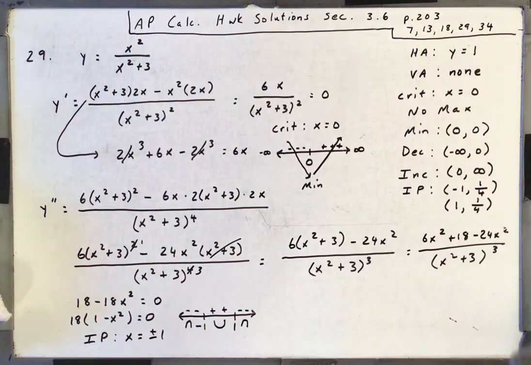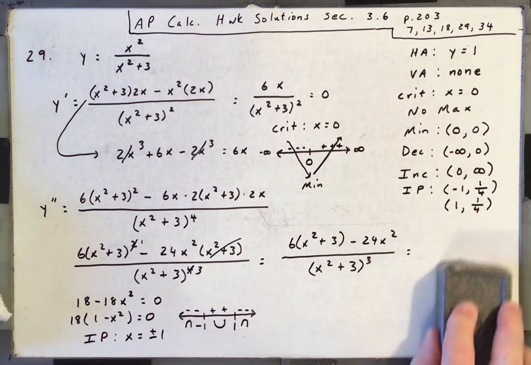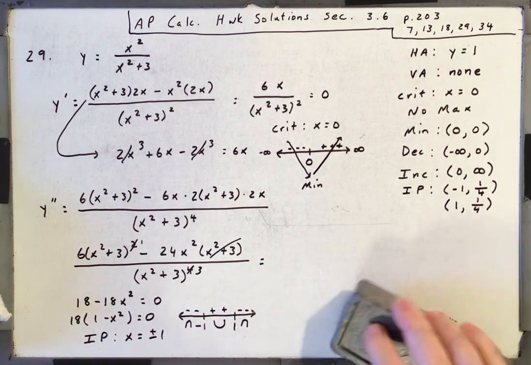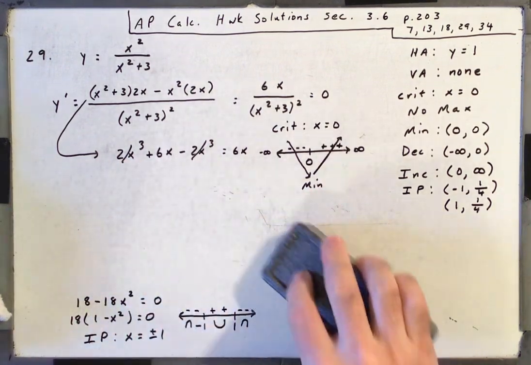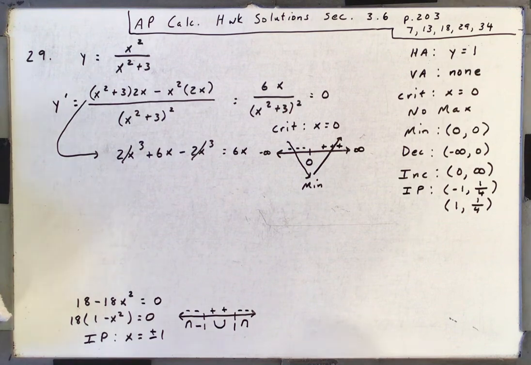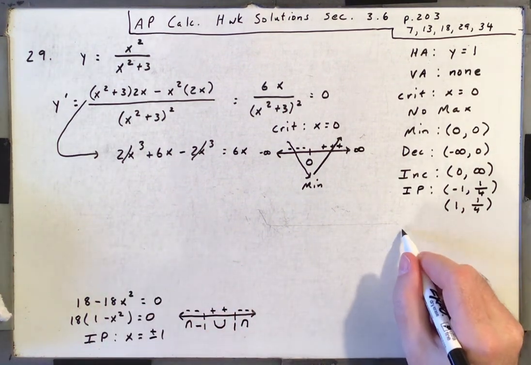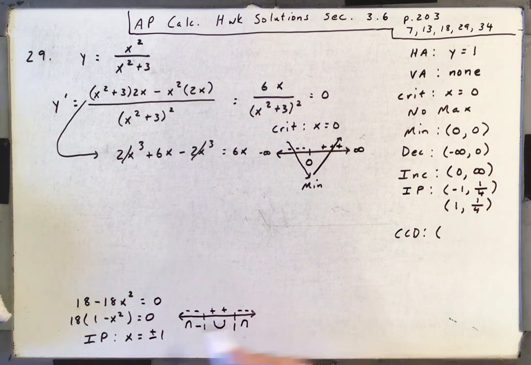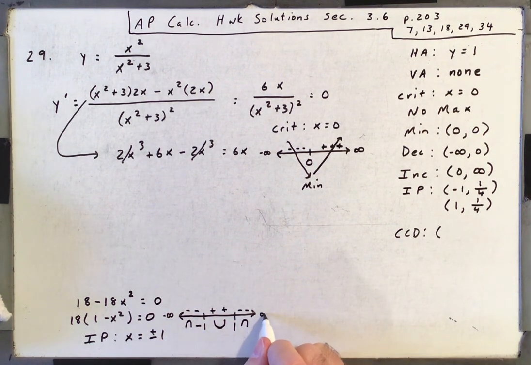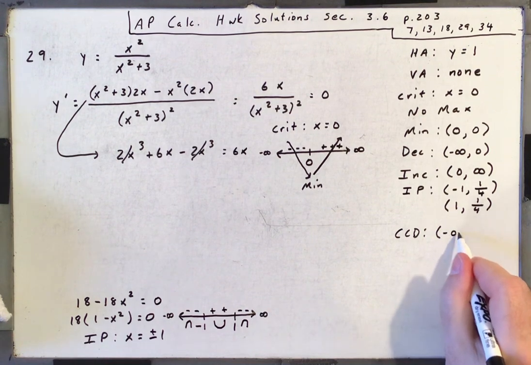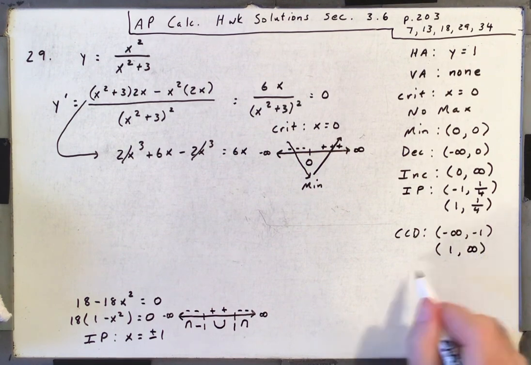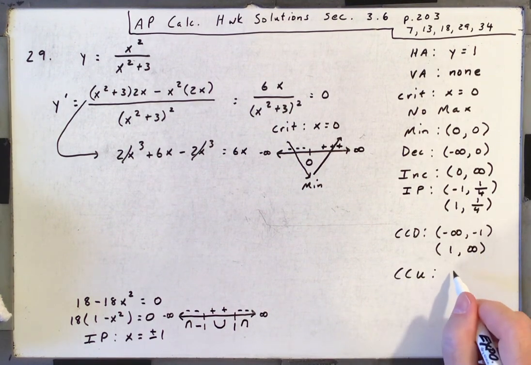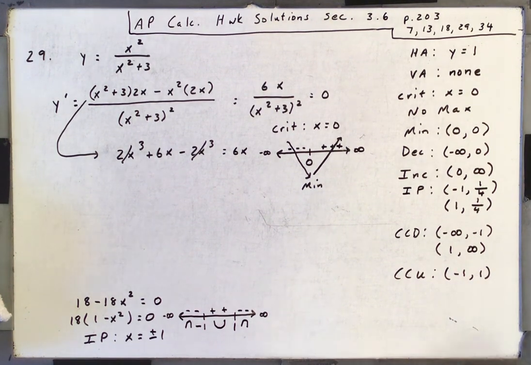All right, now I'm going to erase this. So I hope you've written all this down. Okay, I'm going to get rid of all this. I'm going to leave the sign line there. And I'll put the graph over here. So we are concave down from negative infinity to negative 1, and from 1 to infinity. And we are concave up from negative 1 to 1. Brilliant.